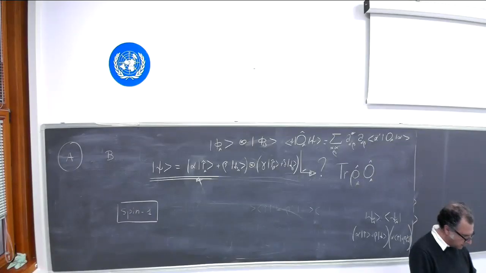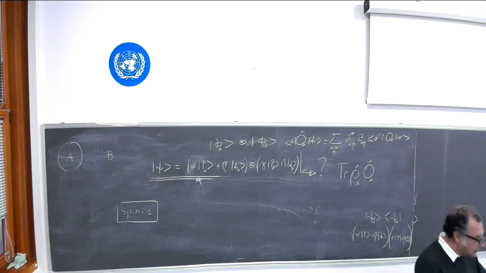If I have two subsystems, A and B, and I observe only A, I cannot say anything about B. In any case, because I'm not observing B, I can only say something about A.